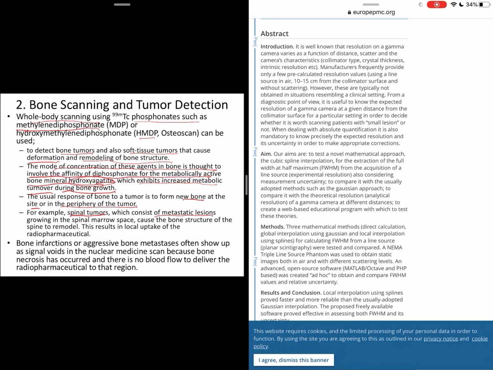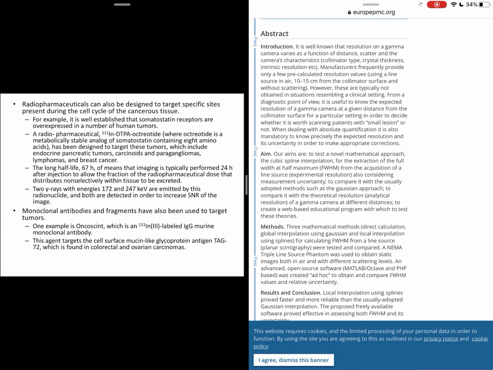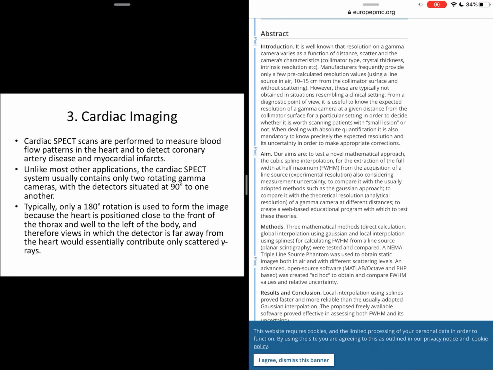Which exhibits increased metabolic turnover during bone growth. So the usual response of a bone to a tumor is to form new bone at the site or in the periphery of the tumor. For example, spinal tumors, which consist of metastatic lesions growing in the spinal marrow space, cause the bone structure of the spine to remodel. So this results in local uptake of the radiopharmaceutical. Bone infarctions or aggressive bone metastases often show up as signal voids in the nuclear medicine scan because bone necrosis has occurred and there is no blood flow to deliver the radiopharmaceutical to that region.